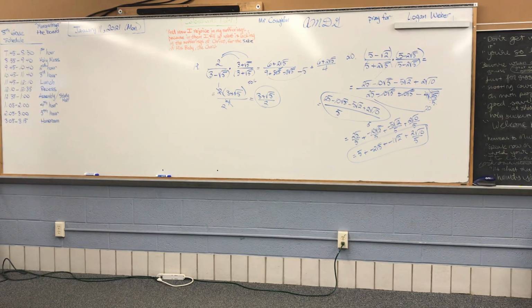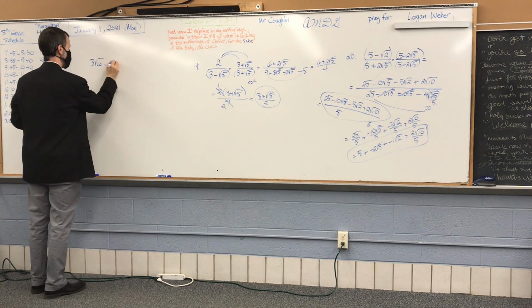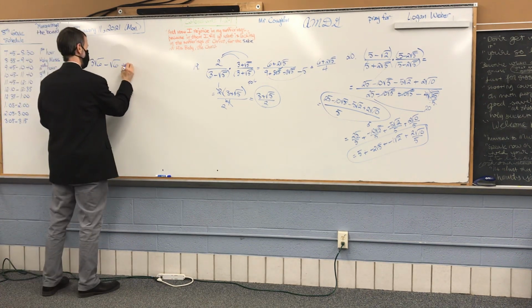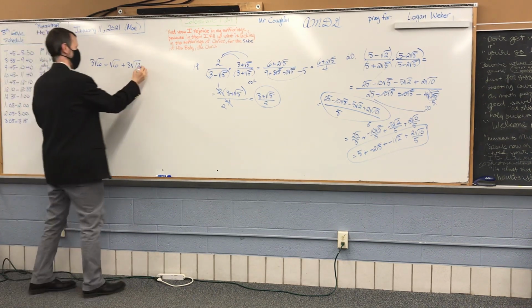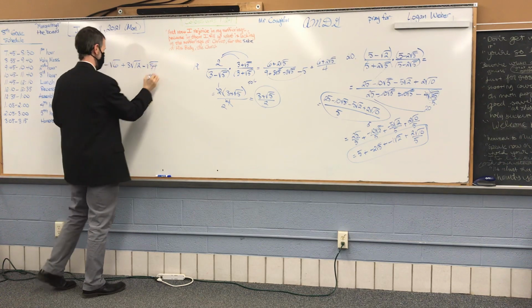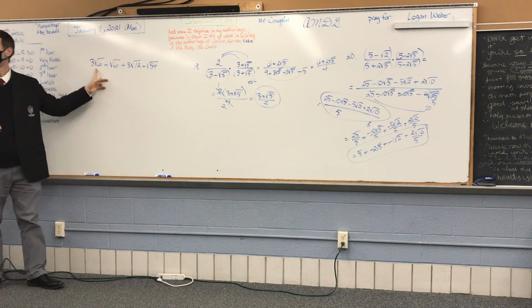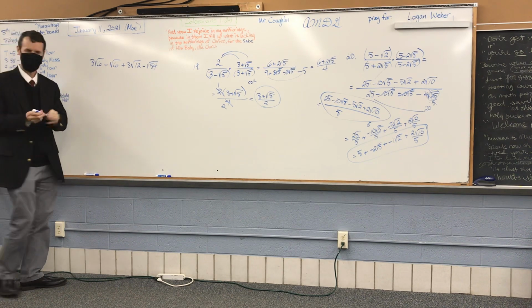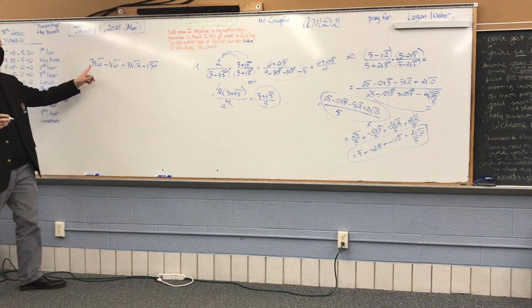3 radical 6 minus radical 6 plus 3 radical 12 minus radical 54. First of all, I would go through and see if you can reduce term by term. Is there anything that reduces in here? No, so just leave it. Anything here? No. I would do one little thing now: put a 1 in front. That might help you see the like terms here.